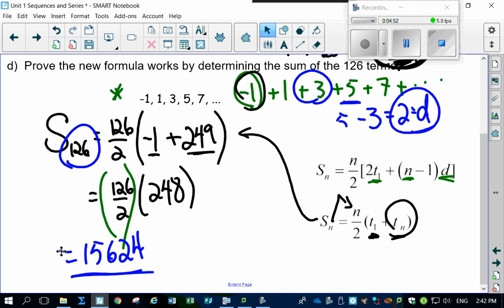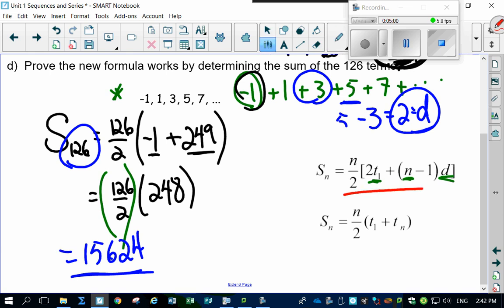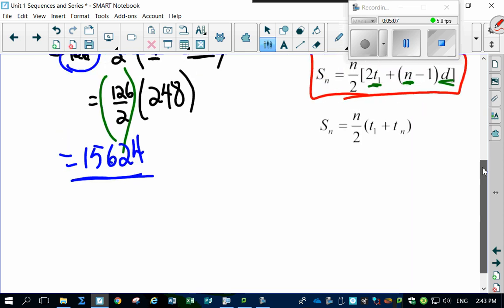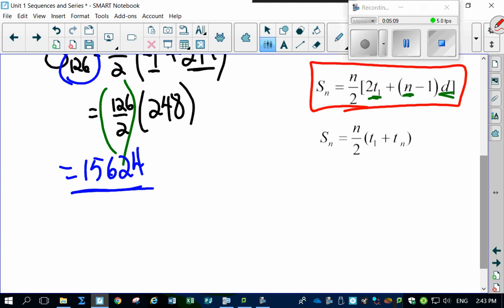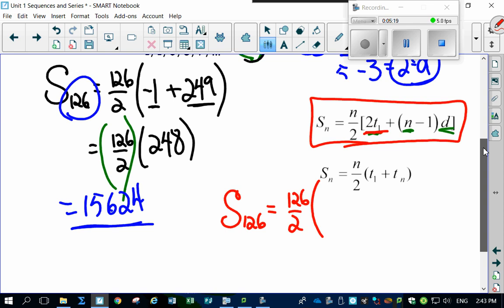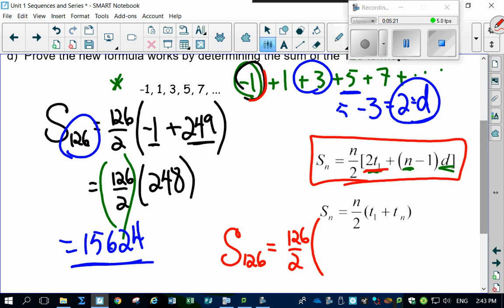Now, I know what you're saying. Well, wait a second. Why didn't you use this first formula? Well, I want to prove to you that that first formula actually works as well. Okay, let's use it. So here we go. First things first, write down all the things you know. You want the sum of 126 terms. Okay, you want 126 over 2. There it is. 2 T1s. Do you remember what T1 was? Neither do I. So let's go back. Oh, it's minus 1.